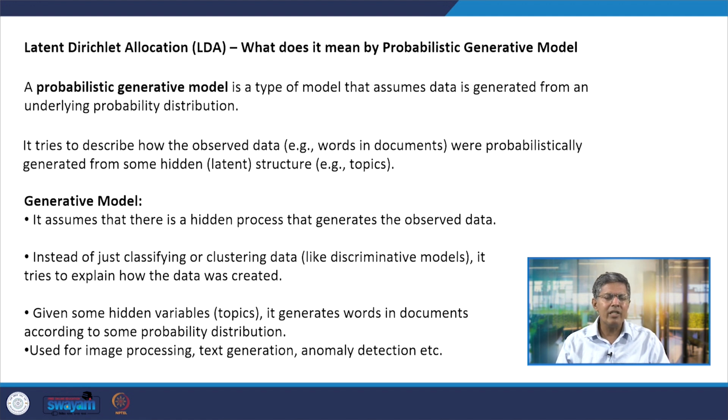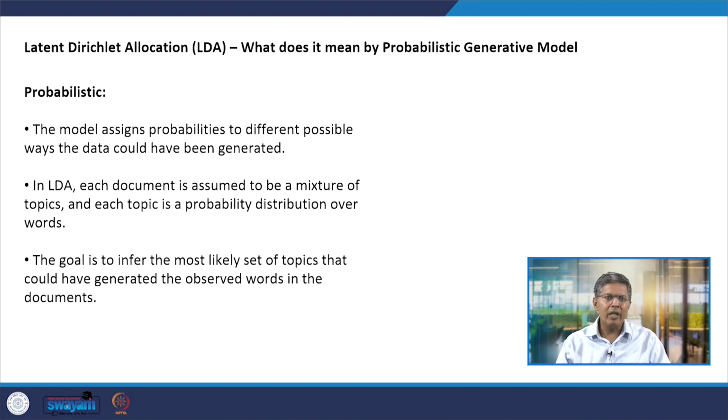Because it is using a probabilistic model, the data is being created. So, what is the most potential one that will be coming here? The model assigns probabilities to different possible ways the data could have been generated. So, what are the different possible ways the data could have been generated? That is what this model does. In LDA, each document is assigned to be a mixture of topics, and each topic is a distribution over words. That is what we have discussed.